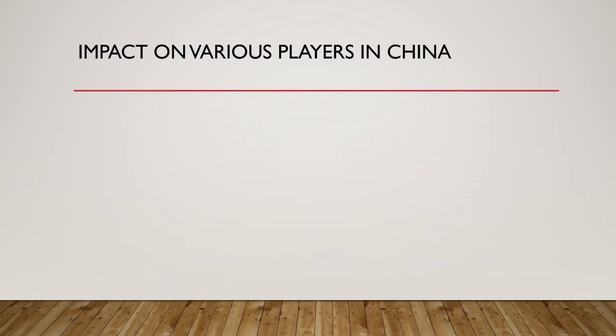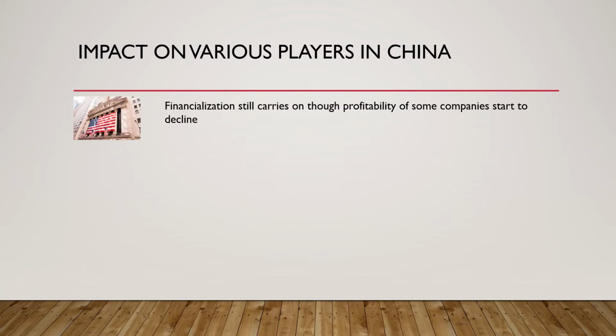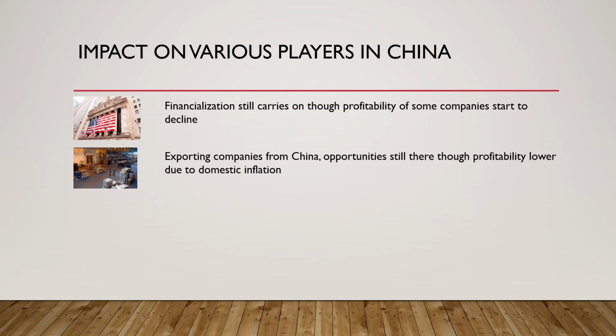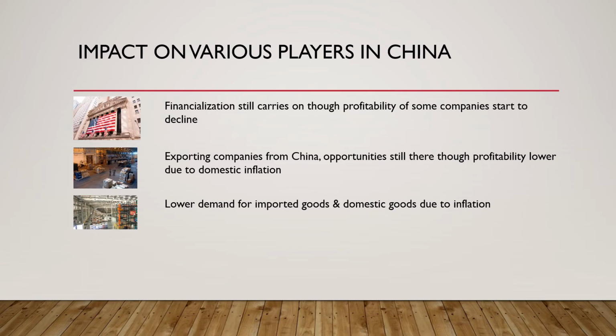Now, how are the players in China doing? The financial institutions, great again. Exporting companies from China are also doing well, though again their profitability has declined because of the increase in wages and in domestic inflation. The companies who cater to the domestic demand in China and the companies who are importing goods from the US are not doing good at all because of the higher inflation in China.